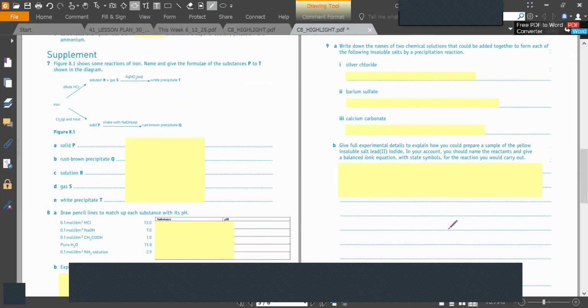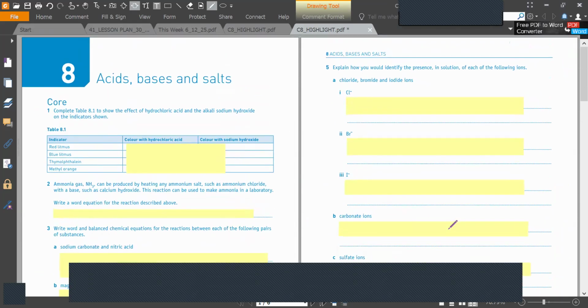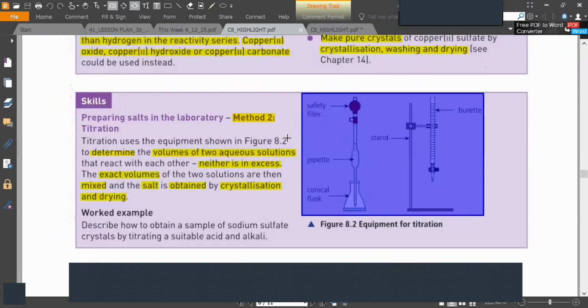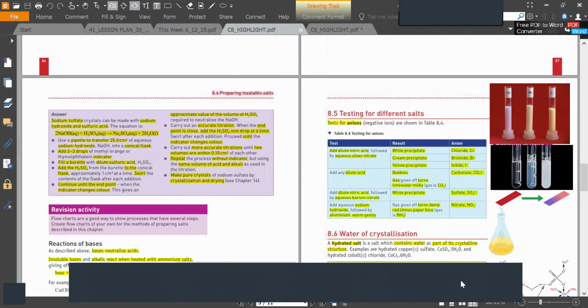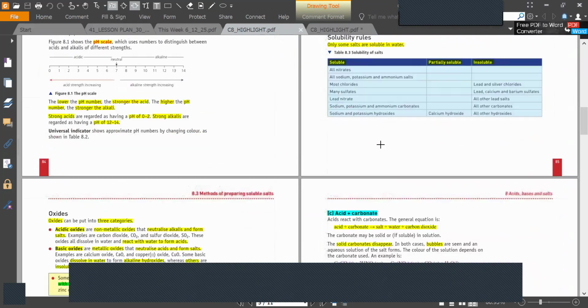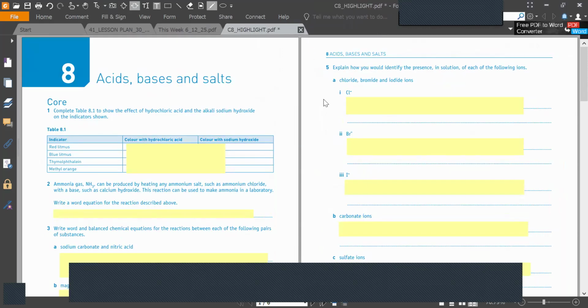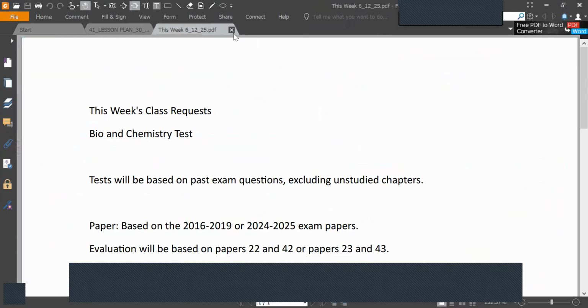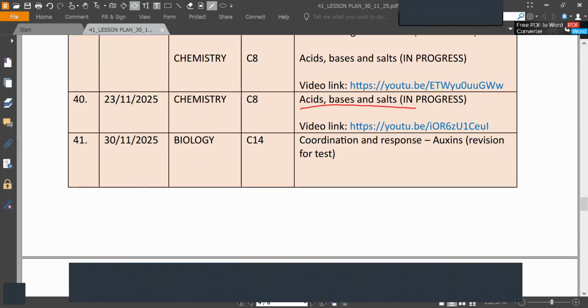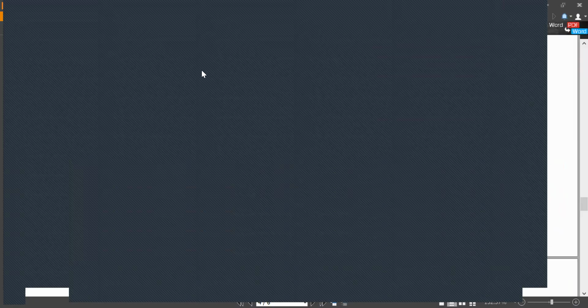So everything is done for this topic, acids and bases, and the notes are also all done. Now we can quickly update our schedule.